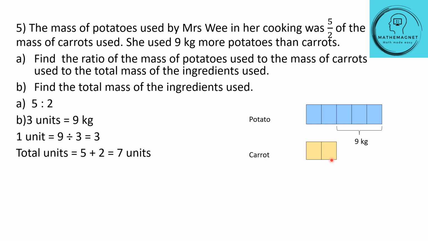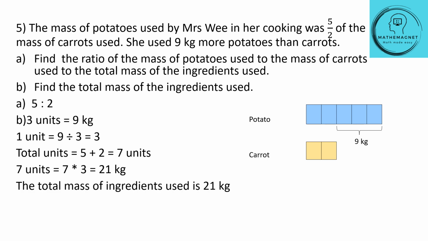Now the question here is to find the total mass of the ingredients used. So the total units will be potato plus carrot, which is 5 plus 2, which is 7 units. Now we know 1 unit is 3 kg, so 7 units will be 7 times 3, which is equal to 21 kg. So the total mass of ingredients used is 21 kg.